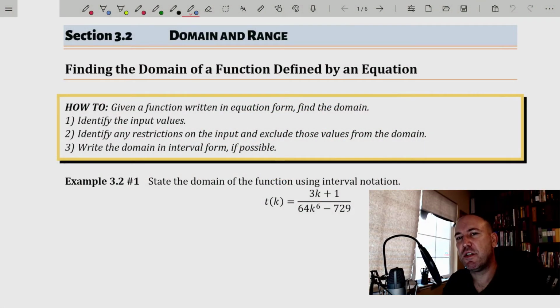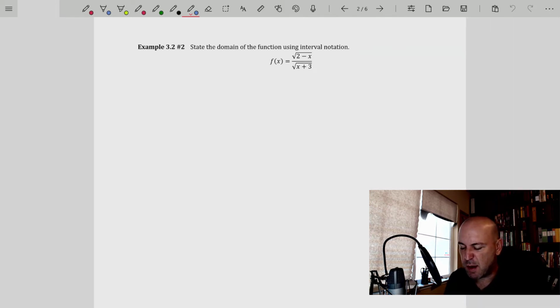All right, this is a continuation of section 3.2 in the Algebra and Trig OpenStax textbook for functions, specifically about domain and range of functions. And we've already talked about finding the domain of a function given an equation. So somebody just explicitly hands you the equation of a function. And then we did a couple examples there.